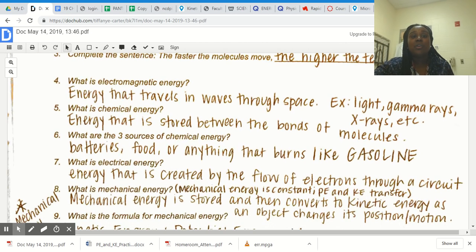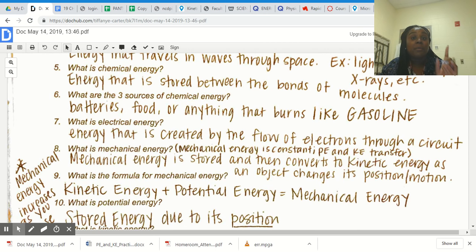Number four, what is electromagnetic energy? Electromagnetic energy is energy that travels in waves. So gamma rays, X-rays, light. I have light in this room right now because of rays that are traveling through space. On your test, it's not going to say what is light energy or give me an example of light energy. It's going to say what is electromagnetic energy. You've got to know that it's energy that travels in waves in the form of visible light, electromagnetic rays, gamma rays, all of those different types of rays and waves.